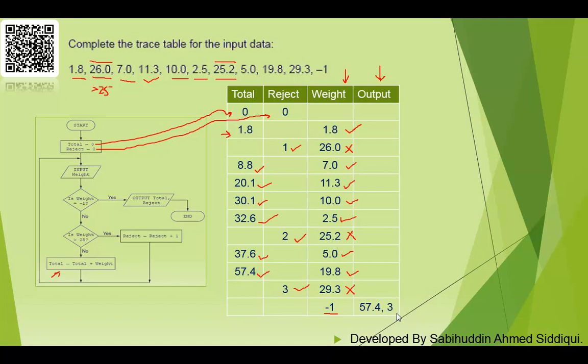So in this way you have to evaluate the values and fill in the trace table values. I am hopeful that you have understood this. Again I am underlining and overlining the values which are rejected, and this is the rogue value which I have put a circle around so you can see this clearly. I hope you understand how to fill in the trace table and how to trace the values by using flowcharts. Moving on to the next question.